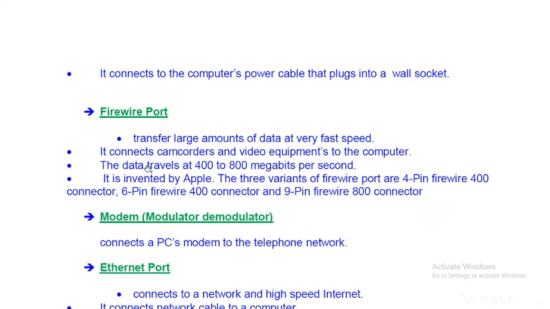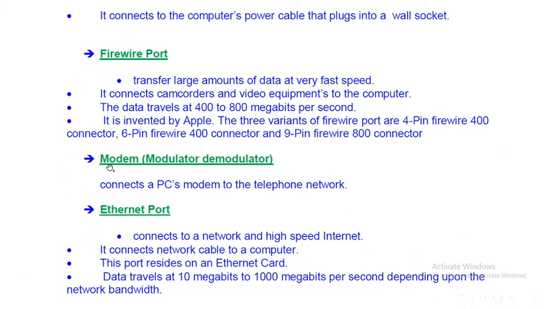Firewire port, it transfers a large amount of data at very fast speed. It connects camcorders and video equipment. Suppose video cams, in order to work, we require a firewire port. The data travels at 400 to 800 megabits per second. Generally, it was invented by Apple company, Mac. The 3 variants of firewire port: 4-pin firewire 400 connector, 6-pin firewire 400 connector, and 9-pin firewire 800 connector.